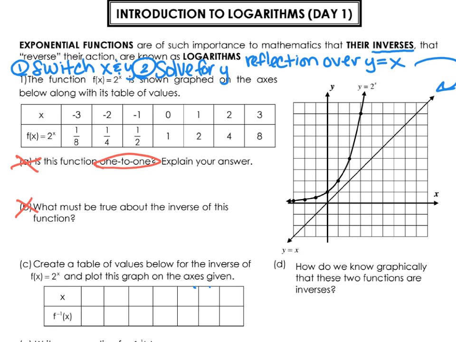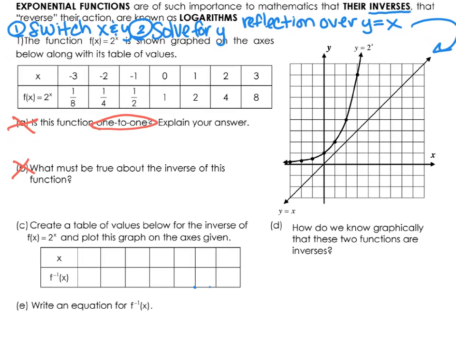It says create a table of values below for the inverse of f of x equals 2 to the x and plot this graph on the axes given. So remember, because they're asking us to do an inverse, all we have to do is take our x and our y and switch them. So all the x's are going to go in the y's. And remember that that's the notation for inverse. To get an inverse, all you do is switch the x and y. So all of our x's are now going to become the y's.